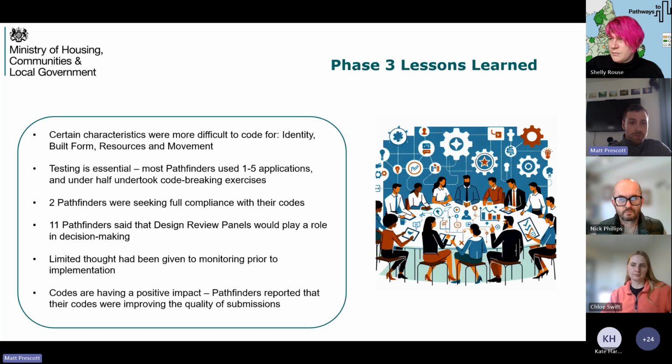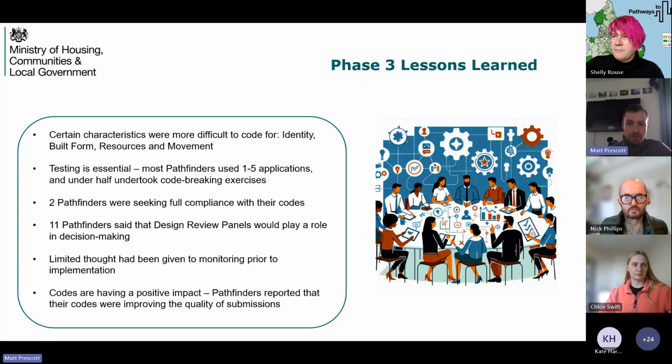I guess of particular importance to today's session is that a minority of pathfinders had plans in place for monitoring their design codes, with 8 pathfinders out of the 18 having a process or systems in place for long-term monitoring. And again, I think this largely reflects a bit of a gap in the existing guidance in terms of what, when, and how you could go about monitoring design codes.